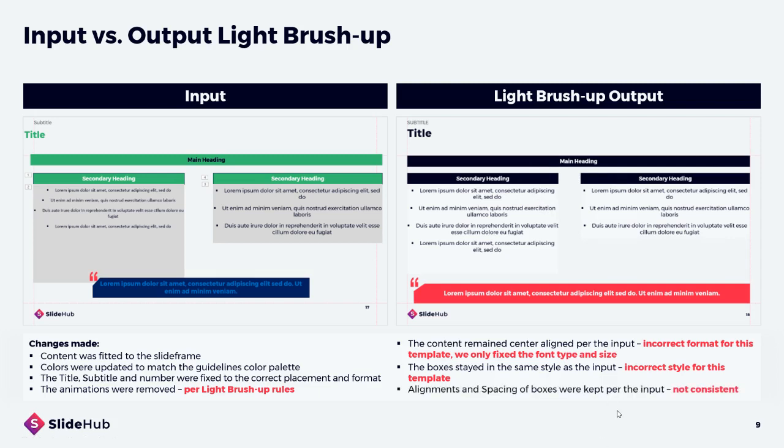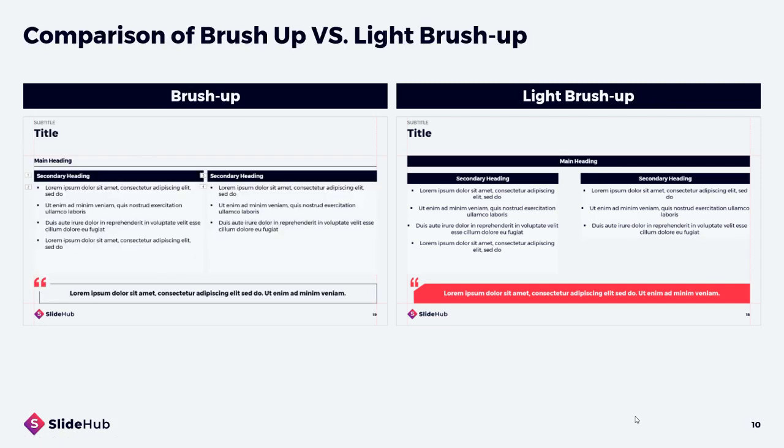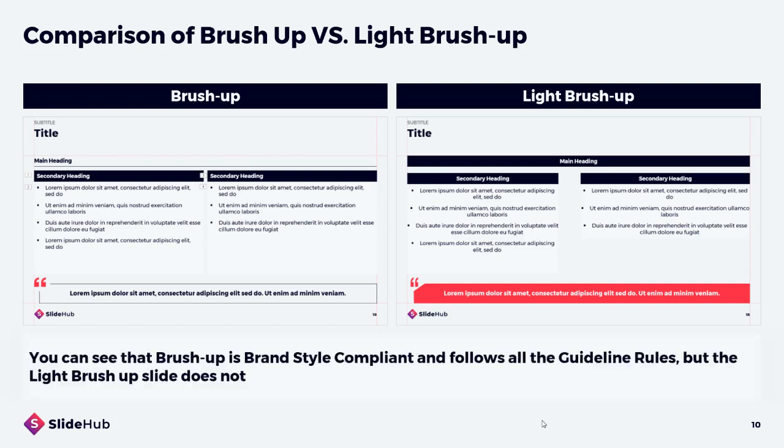Alignments and spacing of boxes were kept per the input, so you can see here this is not consistent and it was kept the same as what the input had, even though it's incorrect. Now we have here a comparison of brush up and light brush up so that we can more clearly see the differences between the two. And you can quite easily see that brush up is brand style compliant and follows all the guideline rules, but light brush up does not.